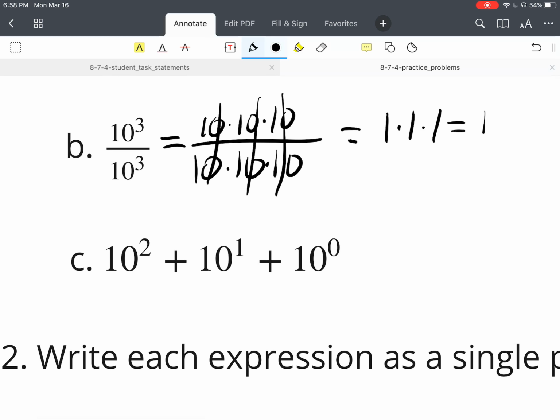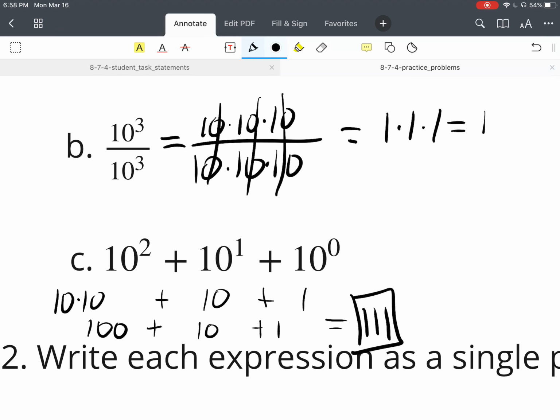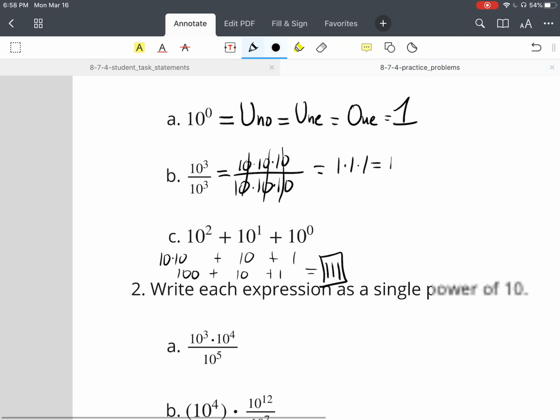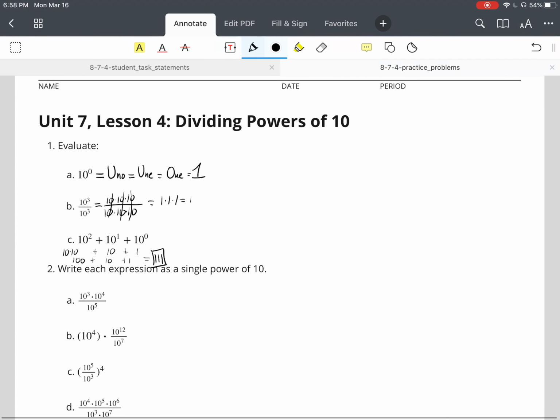10 squared. Well, that's 10 times 10 plus 10 plus 1. 10 times 10 is 100 plus 10 plus 1, which is the magical number of 111. Why did I box this number, not the other ones? I don't know. The mysteries of the unknown.